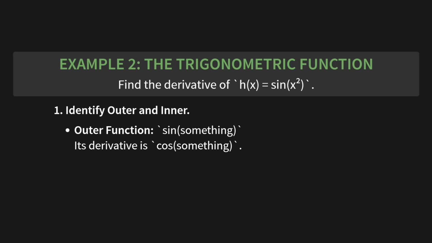Okay, example 2, the trigonometric function. Let's find the derivative of h of x equals sine of x squared. Step 1, identify outer and inner. The outer function is sine of something. Its derivative is cosine of something. The inner function is x squared, and its derivative is 2x.